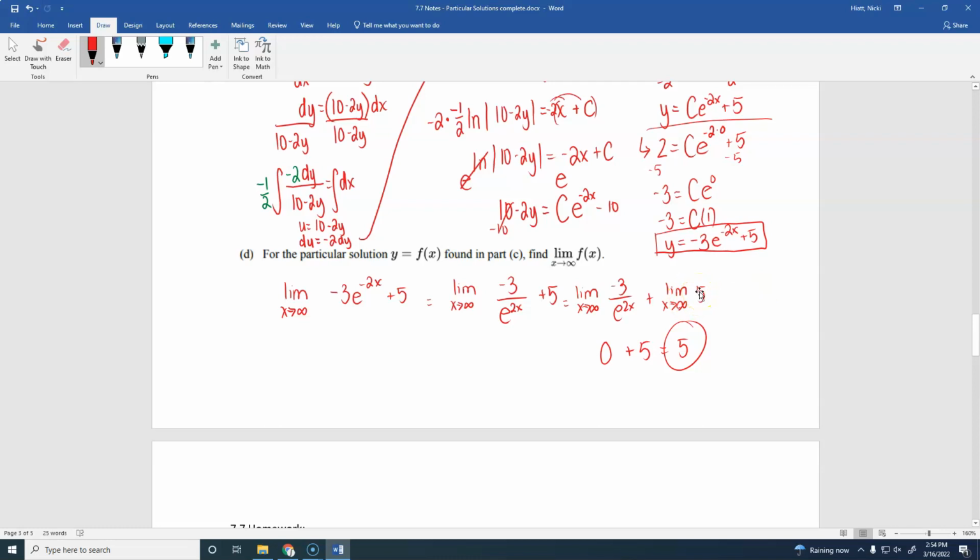If it's just a constant, it doesn't matter what you're approaching. It could be x approaches 1, x approaches 1,000, x approaches infinity. It doesn't matter. It's just going to be that constant. Okay, questions?